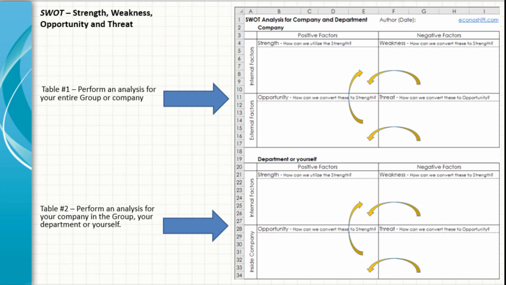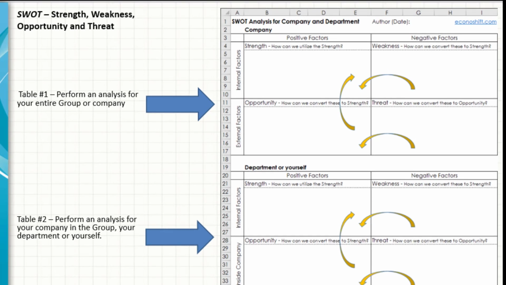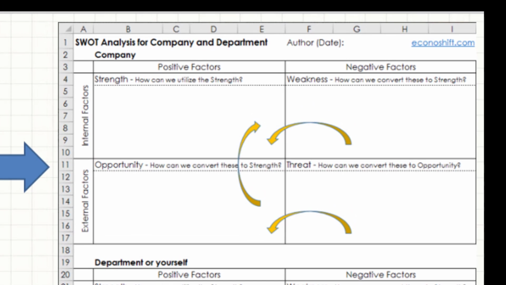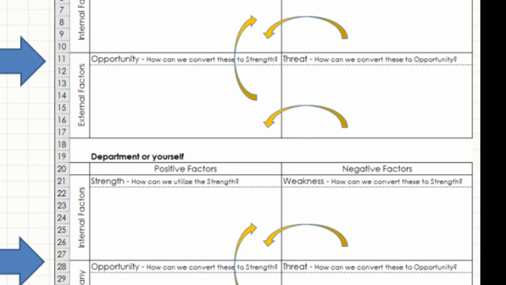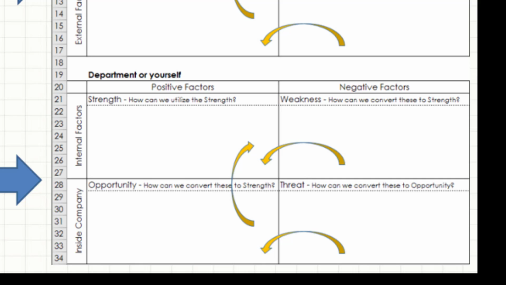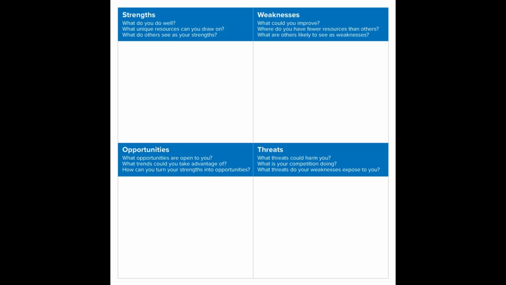This template features two SWOT tables. With the first table, you can do an analysis of the entire organization. That's step one. With the second table, you can do an analysis for your department, team, or yourself. That's step two. Now, on to the good stuff.